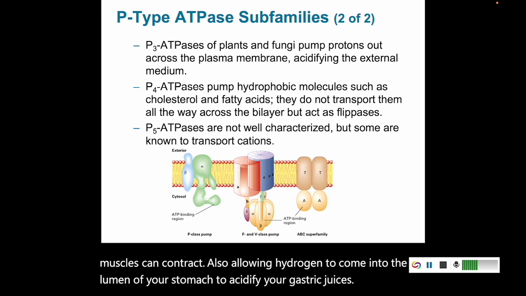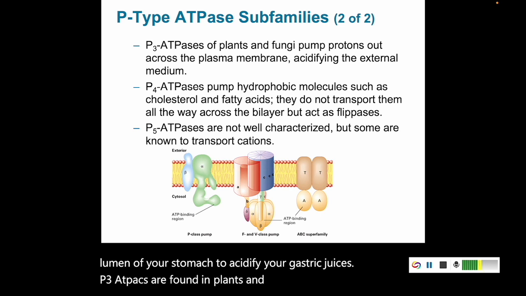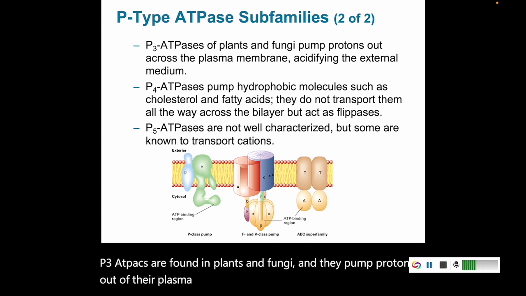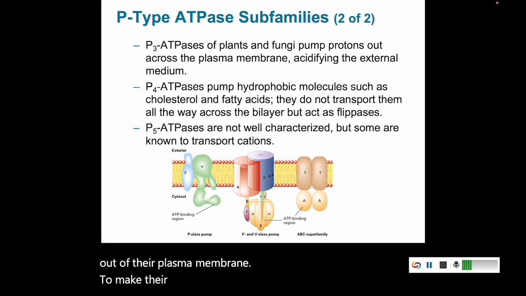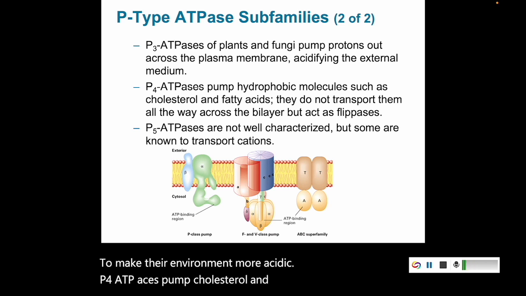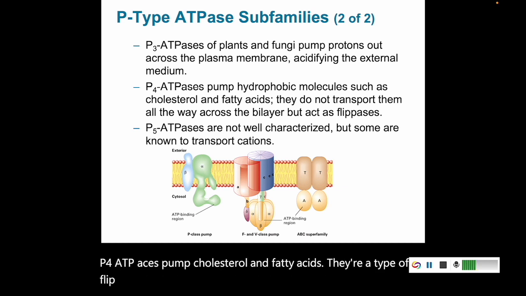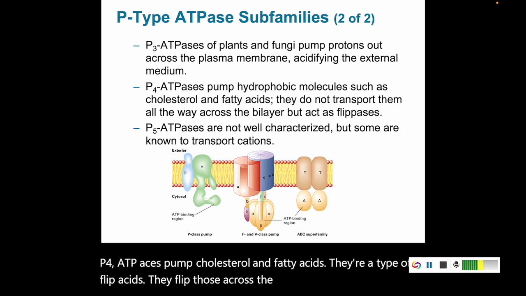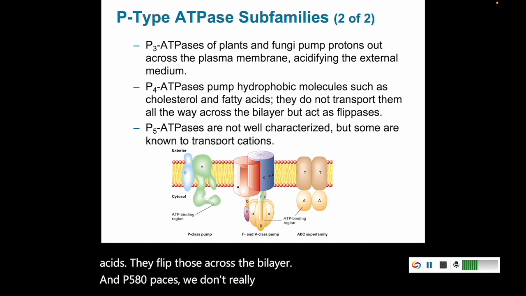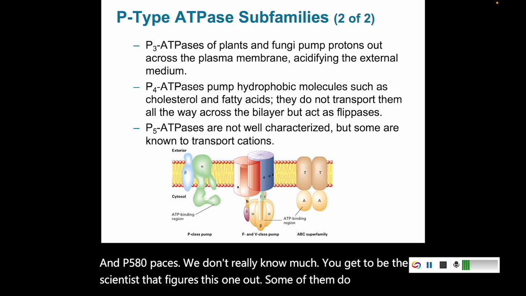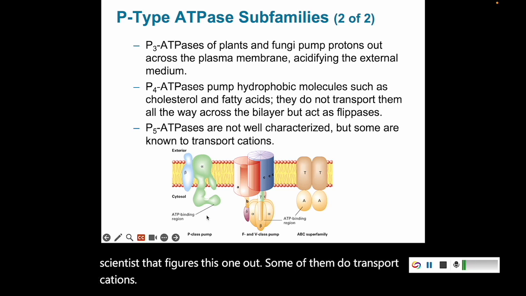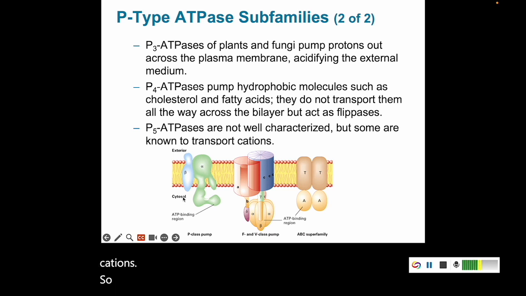P3 ATPases are found in plants and fungi, and they pump protons out of their plasma membrane to make their environment more acidic. P4 ATPases pump cholesterol and fatty acids. They're a type of flippase. They flip those across the bilayer. And P5 ATPases, we don't really know much. You get to be the scientist that figures this one out. Some of them do transport cations. So here's what a P-type pump is going to look like.